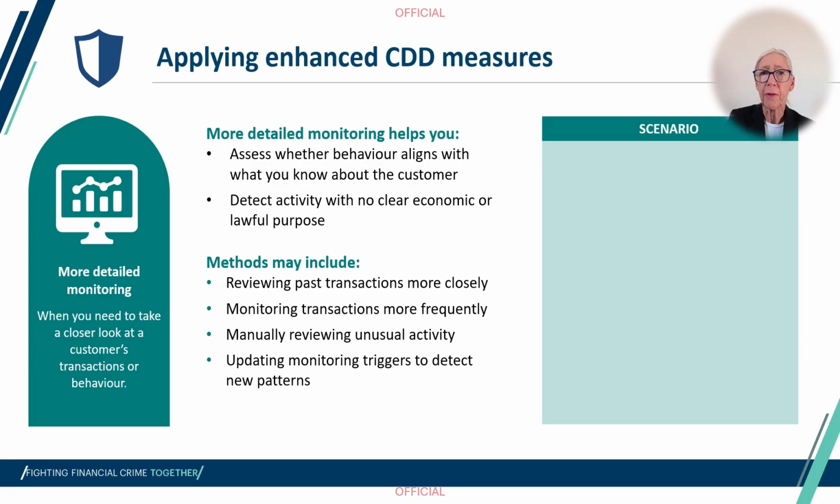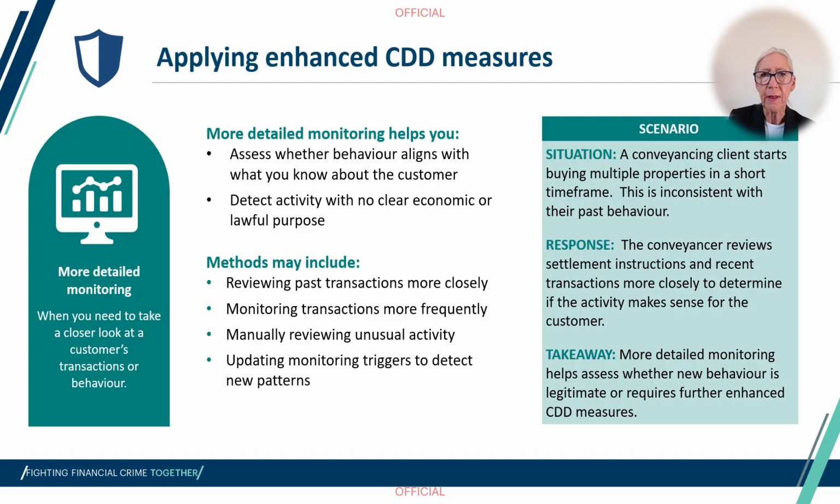Some methods you could use for increased monitoring and analysis include reviewing your customers' past transactions more closely to help better identify and assess their MLTF risk and understand how they use your designated services, reviewing the customer's transactions more frequently, manually reviewing unusual, complex or high-value transactions, updating monitoring triggers to flag additional kinds of transactions. Again, let's explore an example.